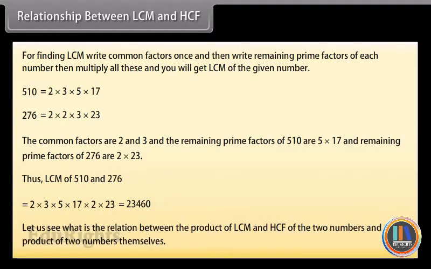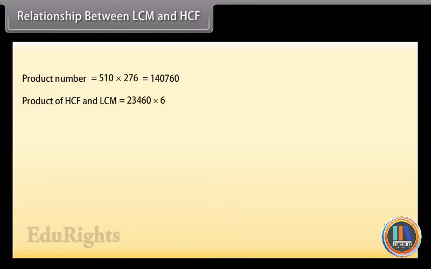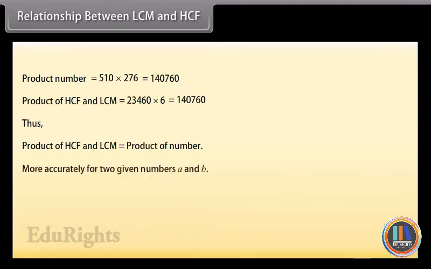23,460. Let us see what is the relation between the product of LCM and HCF of the two numbers and the product of the two numbers themselves. From the above discussed example, the product of the numbers is equal to 510 × 276, which equals 1,40,760. Product of HCF and LCM is equal to 23,460 × 6, which is 1,40,760. Thus, the product of HCF and LCM is equal to the product of the numbers. More accurately, for two given numbers a and b, HCF(a, b) × LCM(a, b) is equal to a × b.